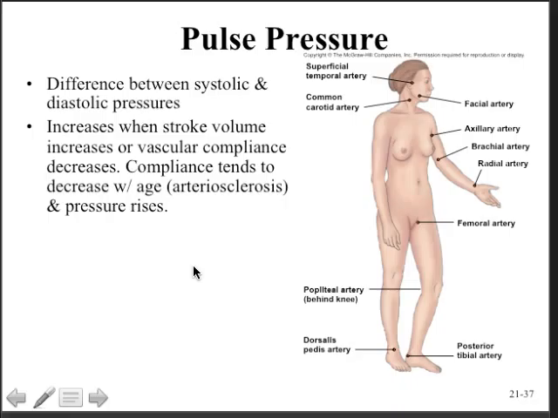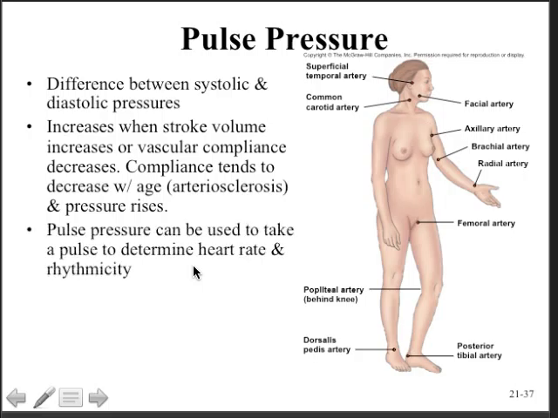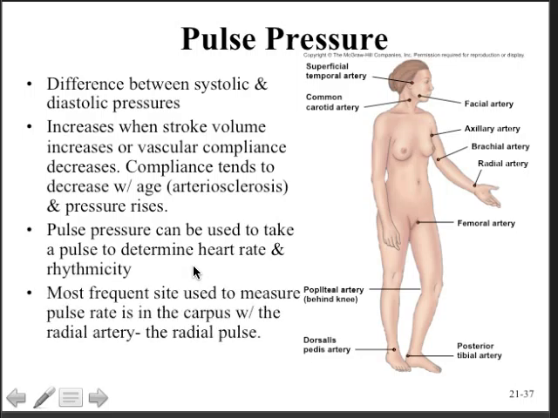Compliance tends to decrease with age as a result of conditions such as arteriosclerosis, and causes the pressure to rise as the arterial diameter shrinks. Pulse pressure can be used to take a pulse and determine heart rate and rhythmicity. The most frequent site used to measure the pulse rate is the carpus with the radial artery.